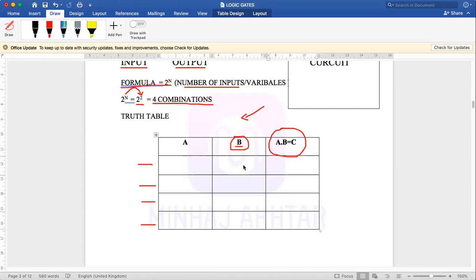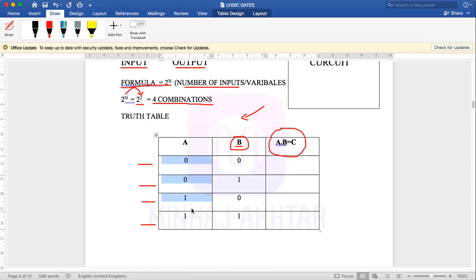And our values will be like this: 0, 1, 0, 1. And then in A, 0, 0, 1, 1. Once you are going to draw a truth table for 2 inputs, the same values will be written in a way like I do. Like in the first column, 0, 1, 0, 1. In the next column, 0, 0, 1, 1. Always. You need to learn it by heart.